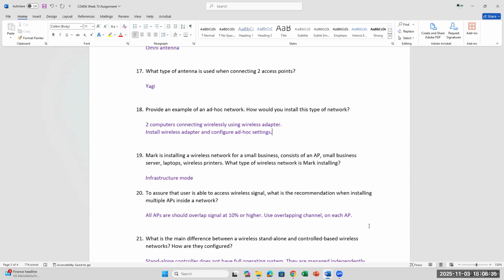So if you're installing multiple access points inside the network, they should overlap in signal at least 10% or higher. That means your signals span the range, the circle that you see in the image in the notes. They need to overlap by 10 or higher percent. So how can I tell? You're going to do a site survey, right? What is the radius of your access point? And at the edge of that radius, that circumference of your wireless signal, you have to move inward about 10% so that the signal can reach, so you don't have a dead spot.